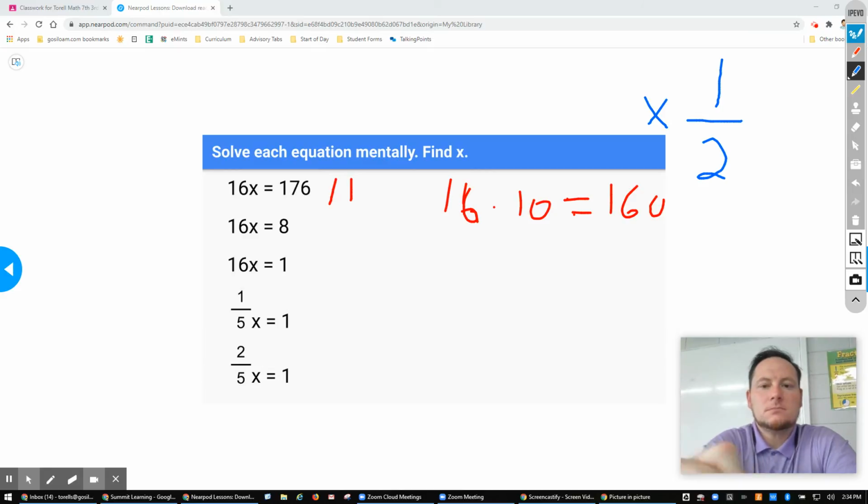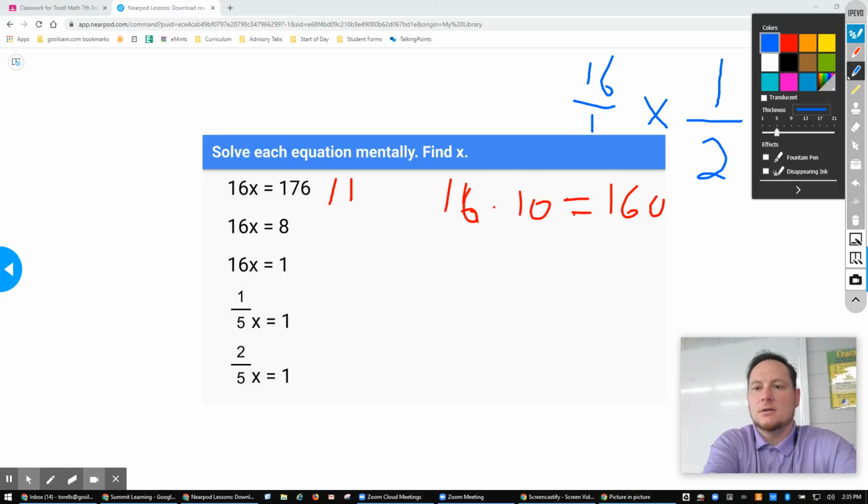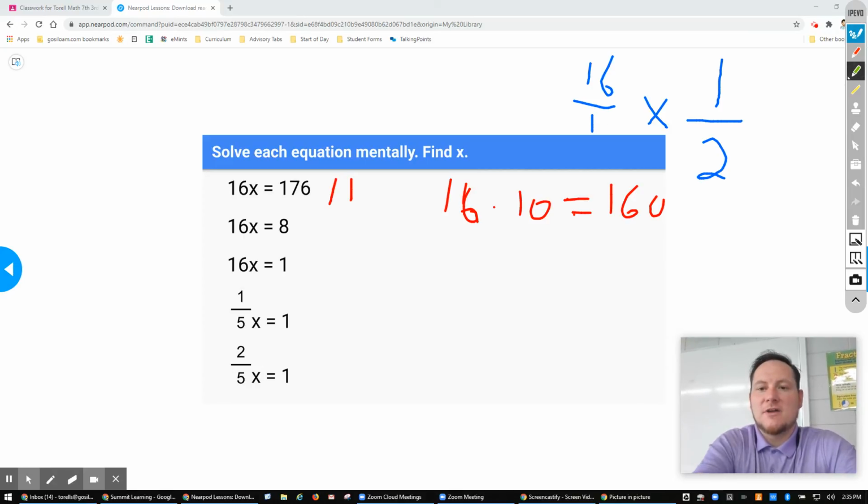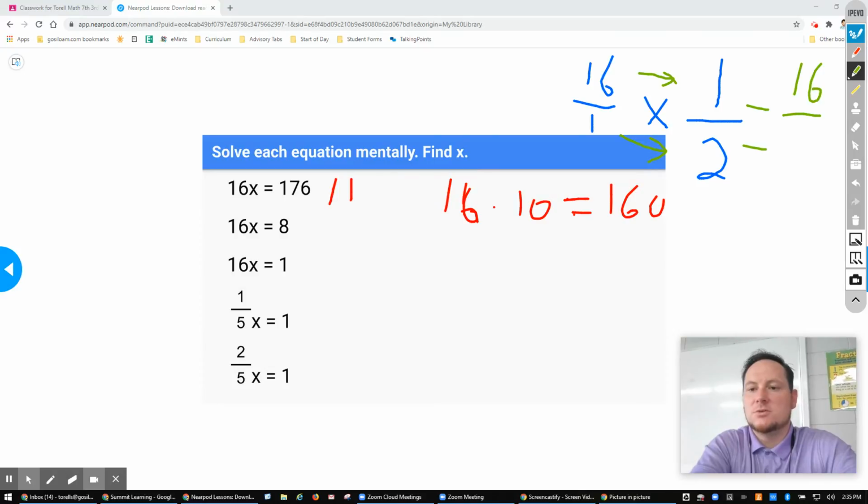So if you look at that real quick, we can work it out up here on the screen. 16 over 1 times 1/2. Whenever you're multiplying a fraction by a fraction, you multiply straight across. So 16 times 1 is equal to 16, and 1 times 2 is equal to 2. And so therefore you now have that 16 divided by 2 that you were looking for. And that does answer that question.